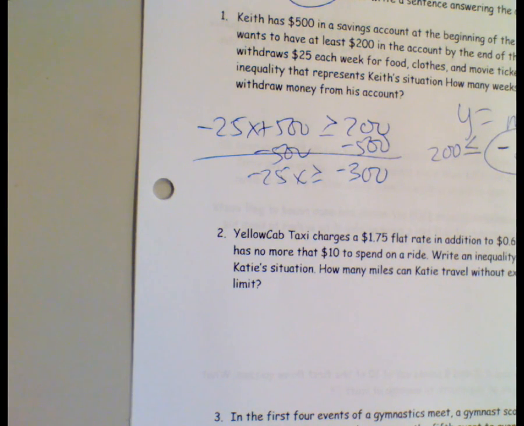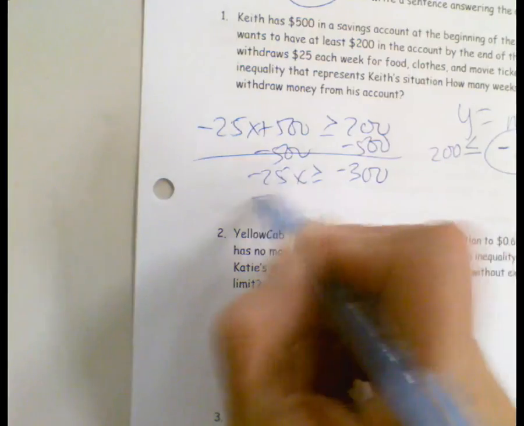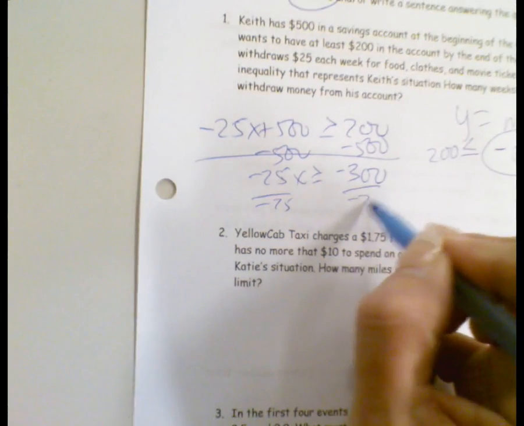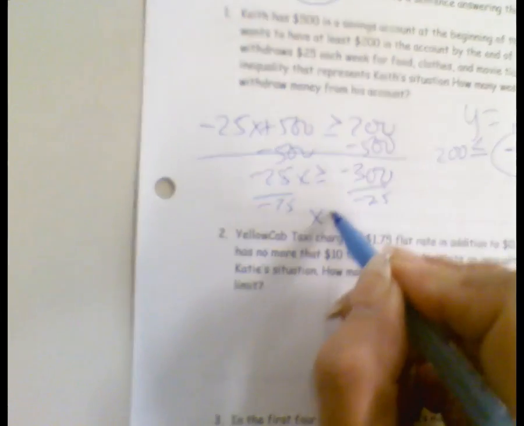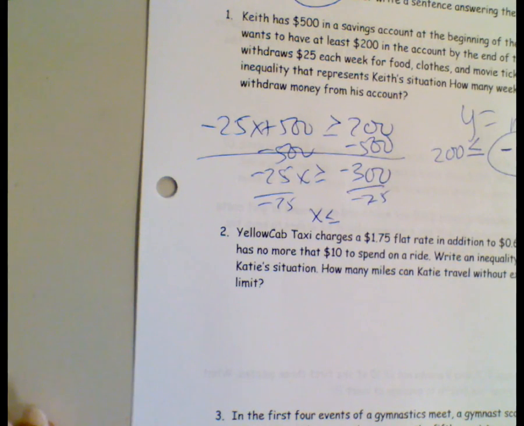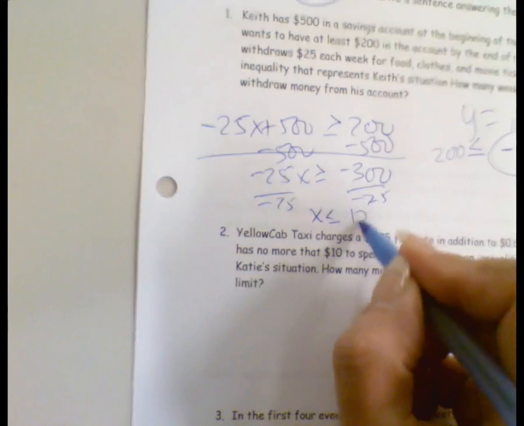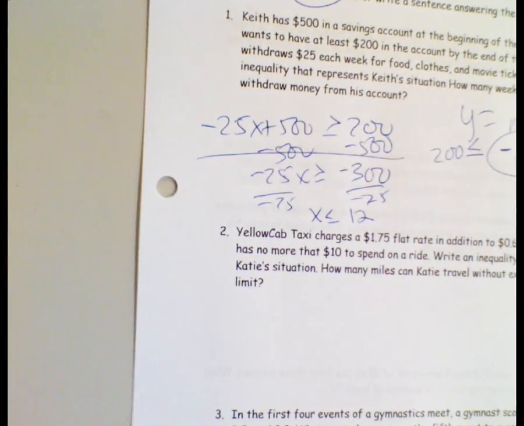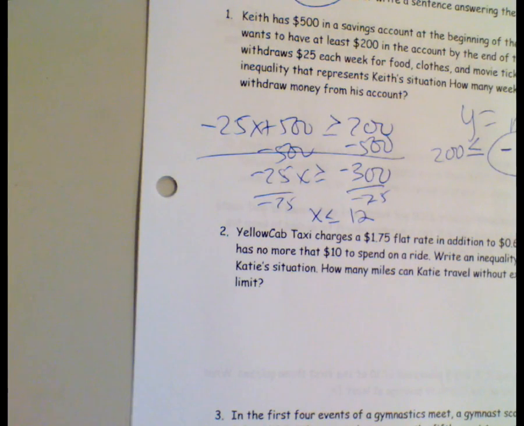Everyone good? Now, how do we get rid of a negative 25? Now, what happens to an inequality when you divide? You switch the sign. Can someone help me out here? What's 300 divided by 25? So basically, the question is, what was the question?